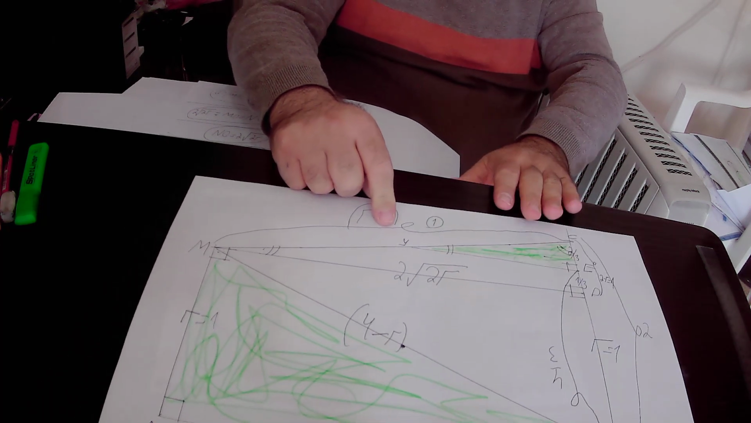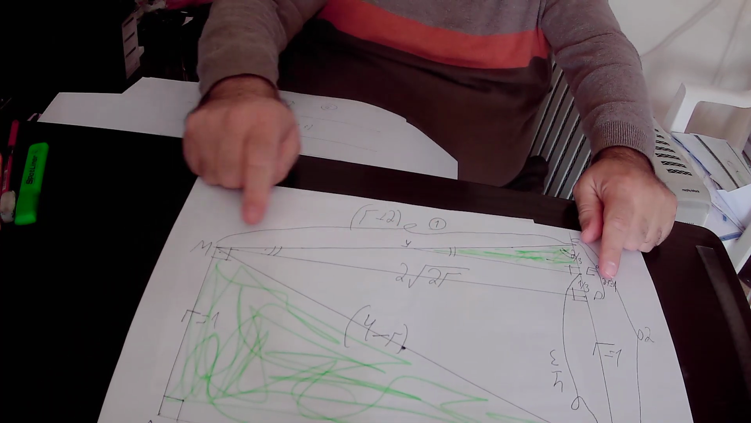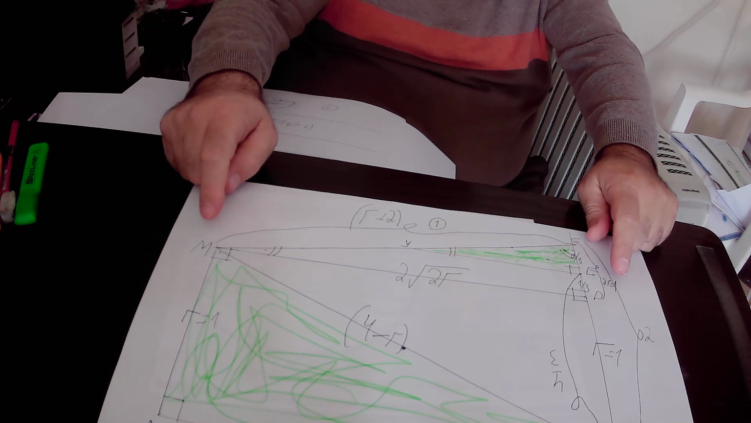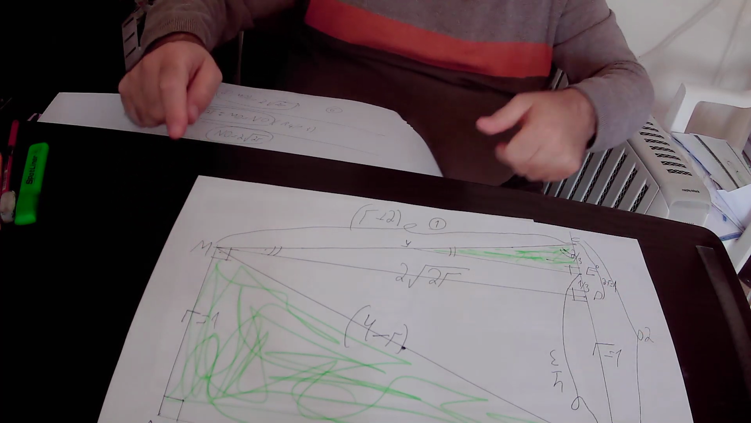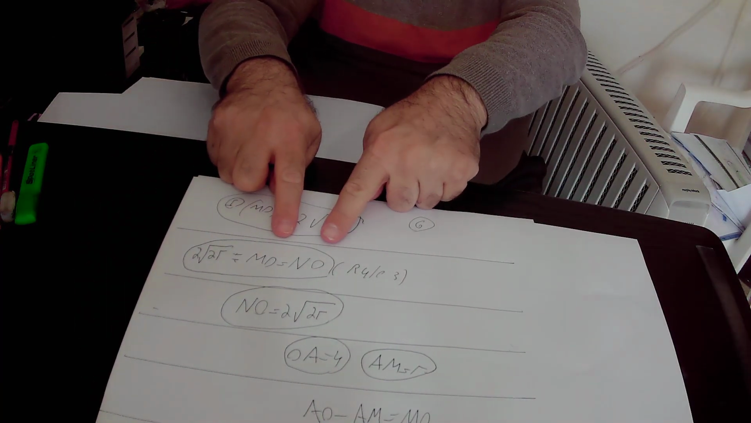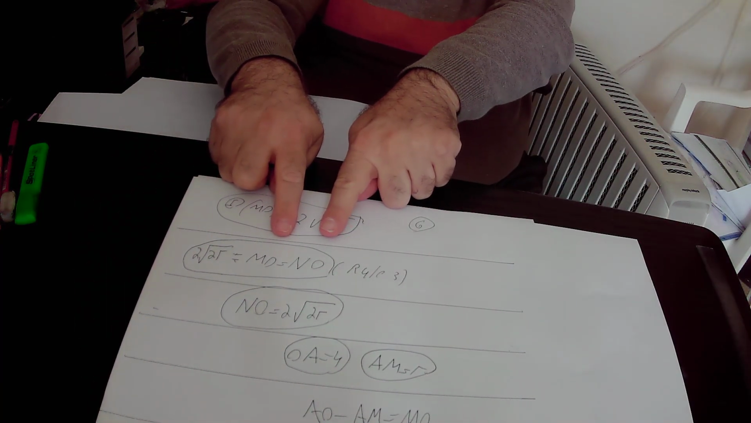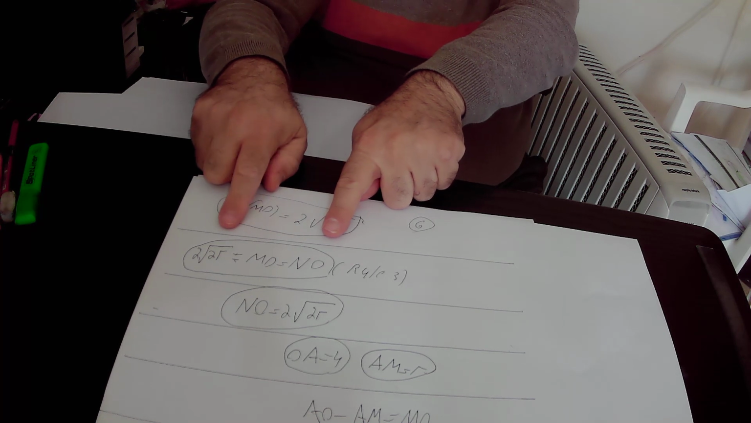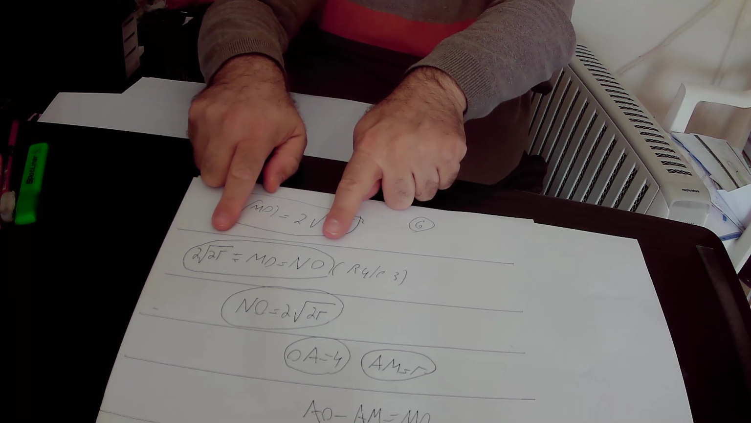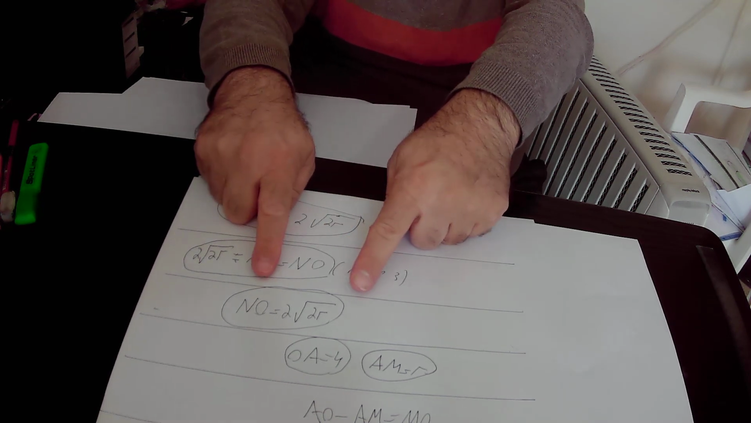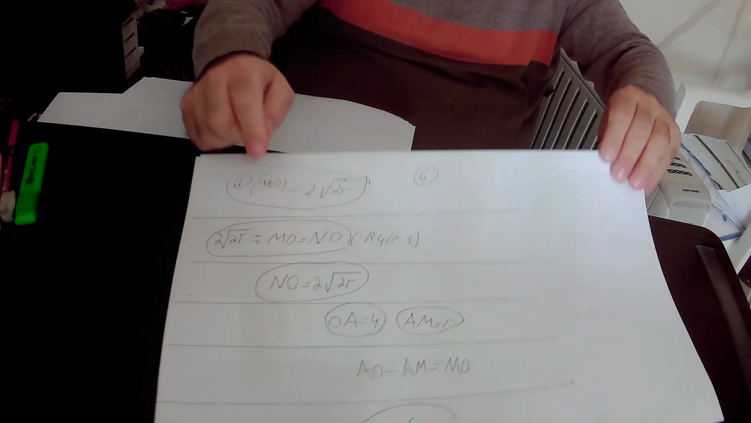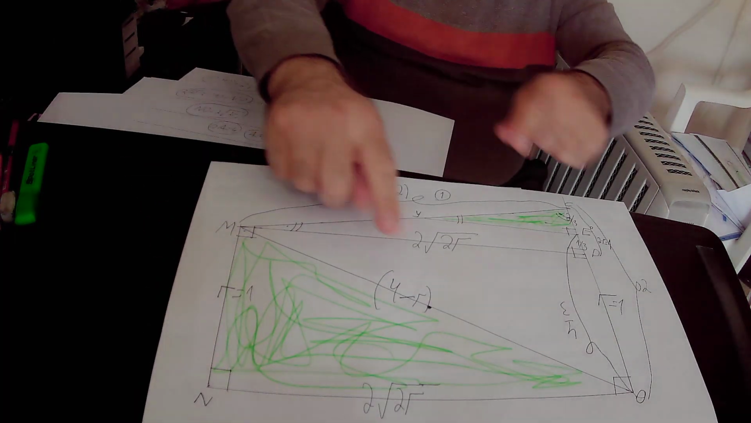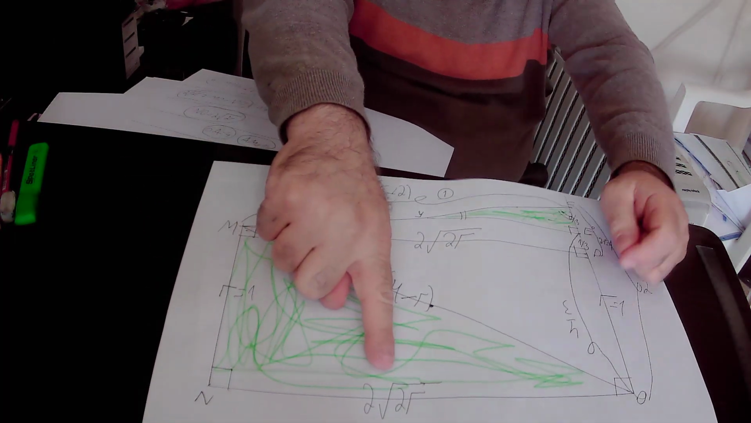But we also have rule number 3, which states that the opposite sides of a rectangle are equal to each other. That is to say, MD equals NO, according to rule number 3. But we know that MD equals 2 times the square root of 2R. So from this equality we conclude that NO also equals 2 times the square root of 2R.